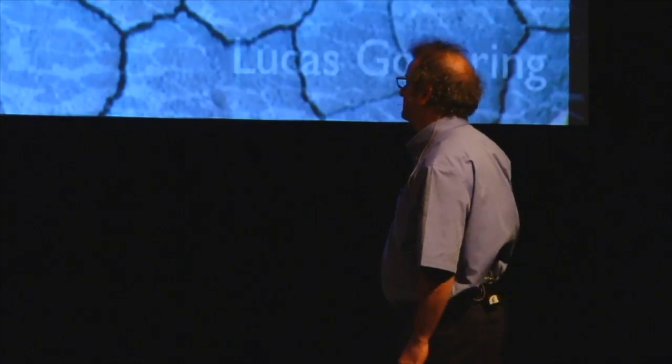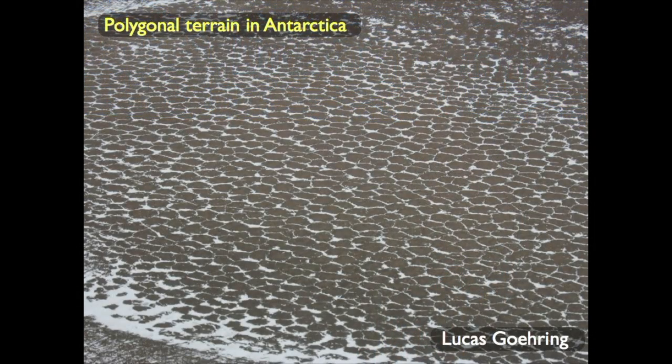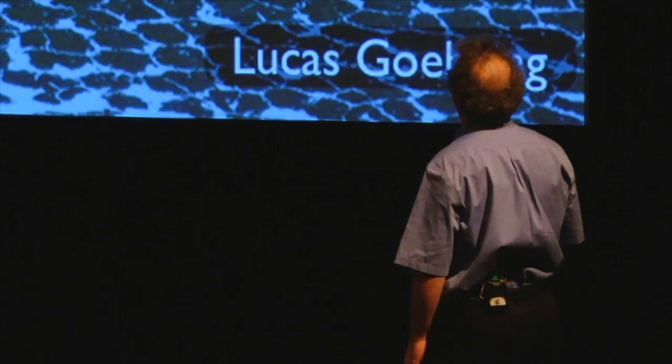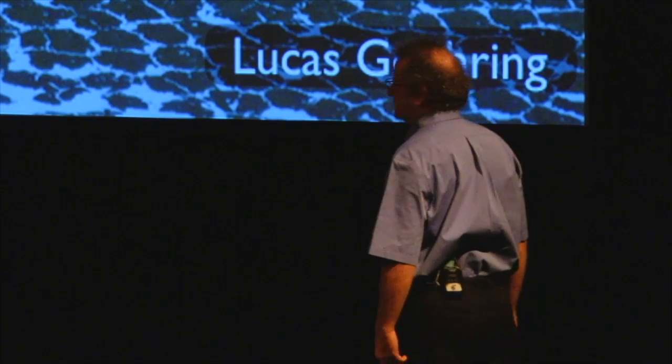And there are other systems in nature where this happens, and Lucas had the good fortune to go to the dry valleys of Antarctica, which, contrary to your picture of Antarctica, are not covered with snow. They get very little rain and very little snow. This is just a little tiny dusting of snow. And what you get is what's called patterned ground or polygonal terrain.